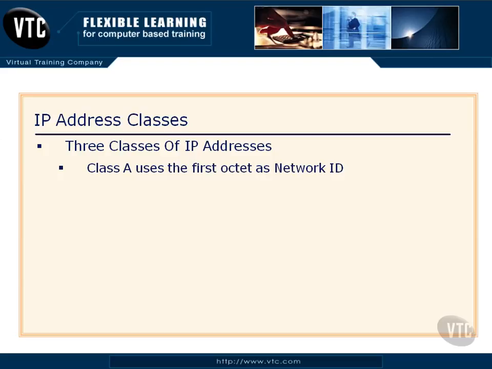So let's just go through these. There's Class A, Class B, and Class C. Now, Class A, you will always see the first octet, or that first number in that group of 4 numbers separated by periods, will always use the first full octet as the network ID. So in this instance, the IP address is 118.112.3.199, and 118 is the network ID, and 112.3.199 will be the host ID.